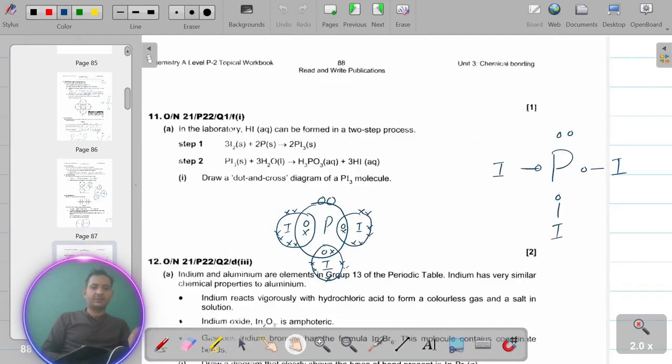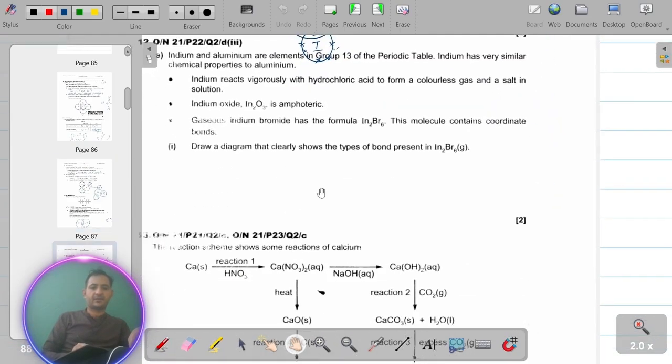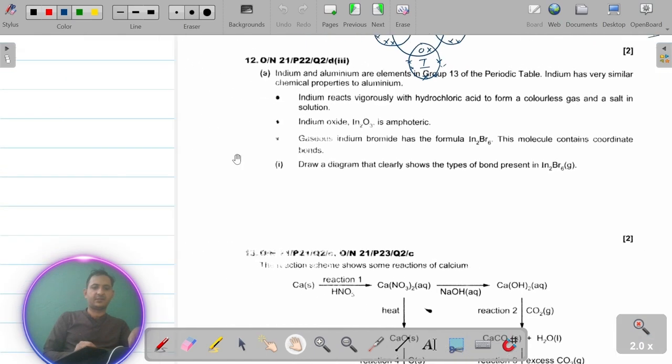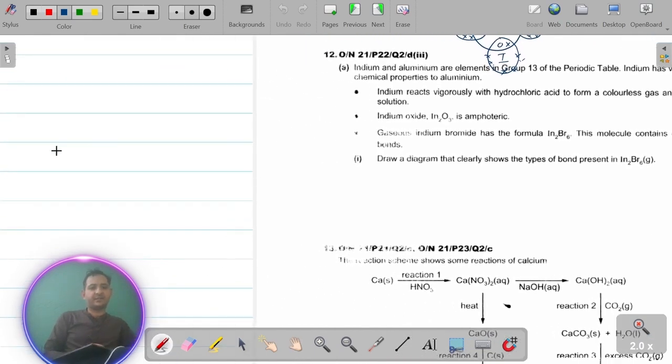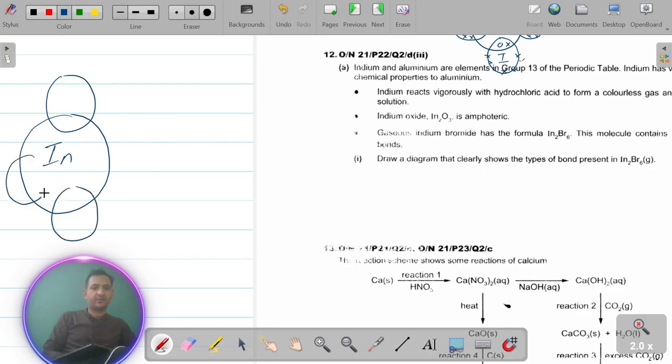So let me draw it for you, In2Br6. I will draw this indium with this circle. One circle is here, second is here, and third bromine is here. So indium has electrons 1, 2, and 3 because it is from group 3, and the electron of this bromine, and the lone pairs of electrons of bromine, 1 2 3 4 5 6, 1 2 3 4 5 6, 1 2 3 4 5 and 6.